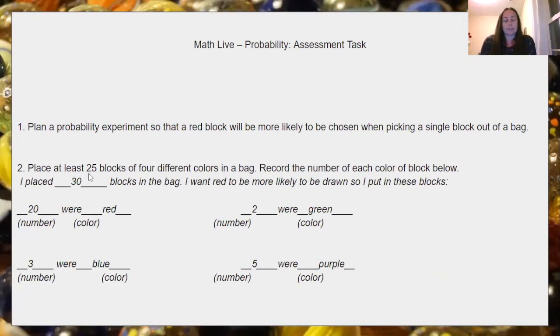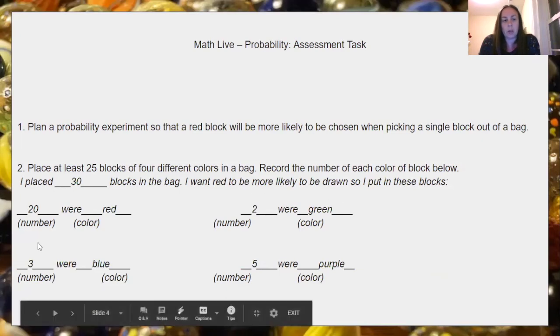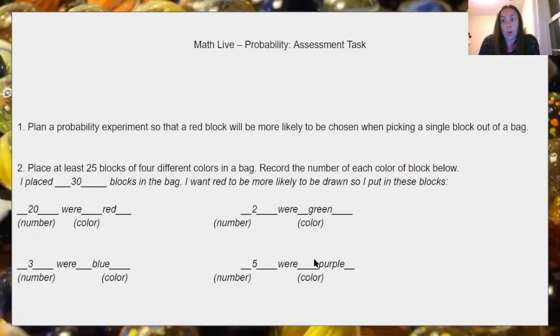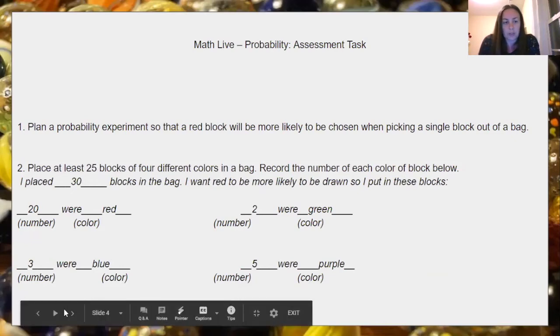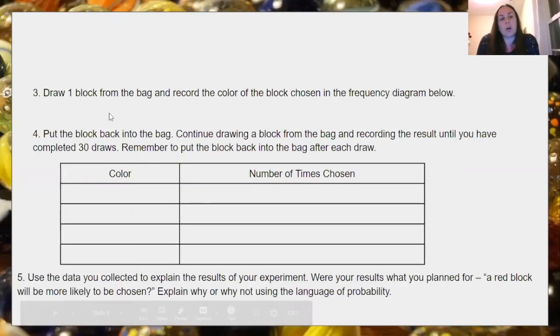So I placed 30. So 20 of my blocks were red, 2 of my blocks were green, 3 were blue, and 5 were purple. Does it have to be those 4 colors? No, whatever colors you're using is fine. All right, so now you're going to draw 1 block from the bag and record the color of the block chosen in the frequency diagram below.